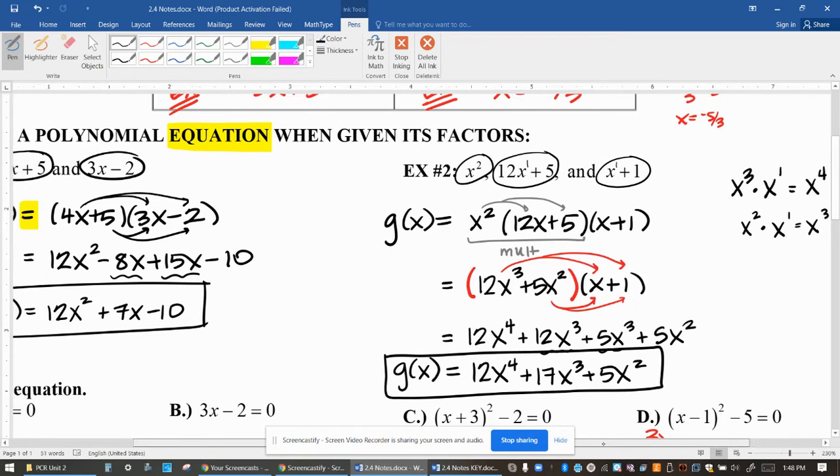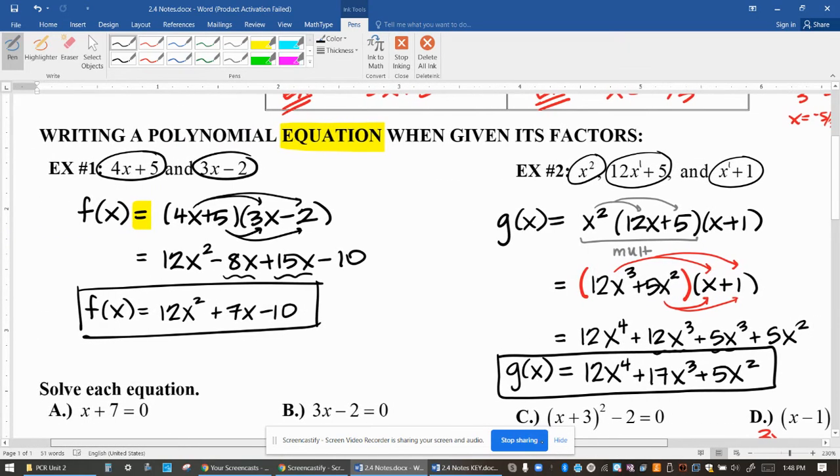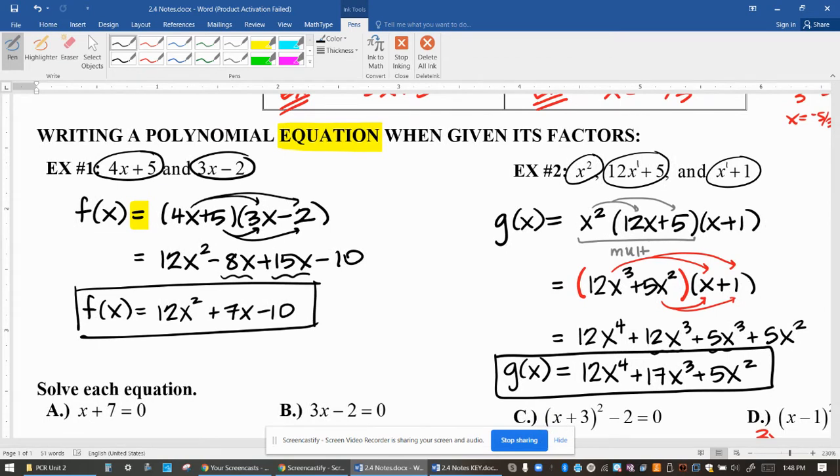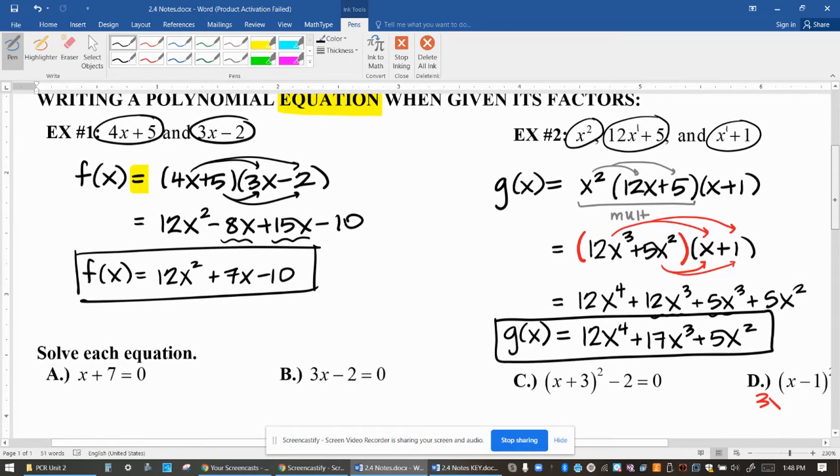So when you are given the factors of a polynomial and you're asked to write an equation, all you have to do is multiply them. Multiply them all out. But what's coming up takes a little bit more work than just multiplying the factors, okay?